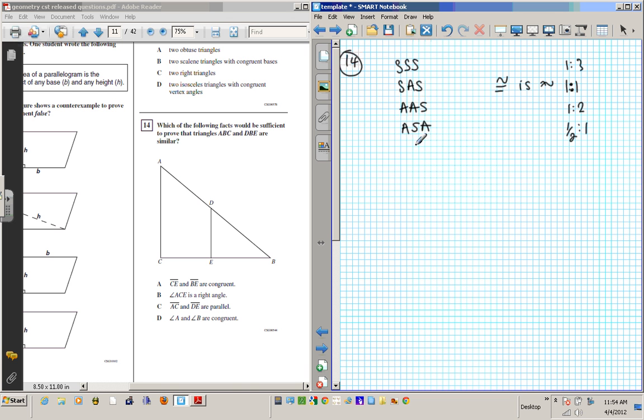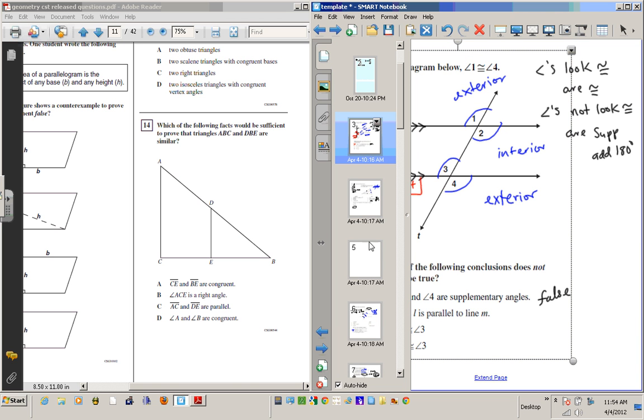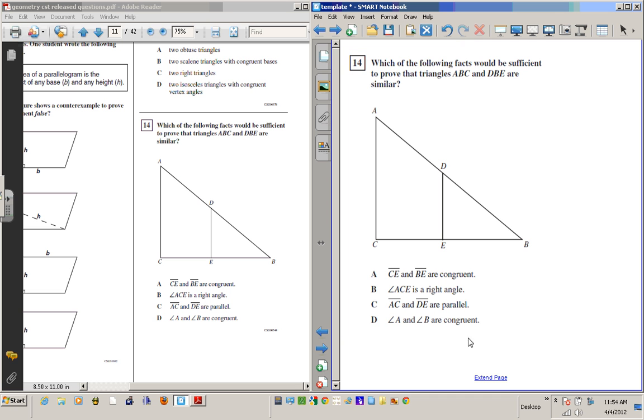So we have to add one more to this: AAA, or AA is sufficient. I like to say AAA, but they're both the same. All right, so which of these applies to this scenario right here? Let me see, do I have a sketch? I think I have a sketch for this one. Number 14, there you go. Which of them works here?